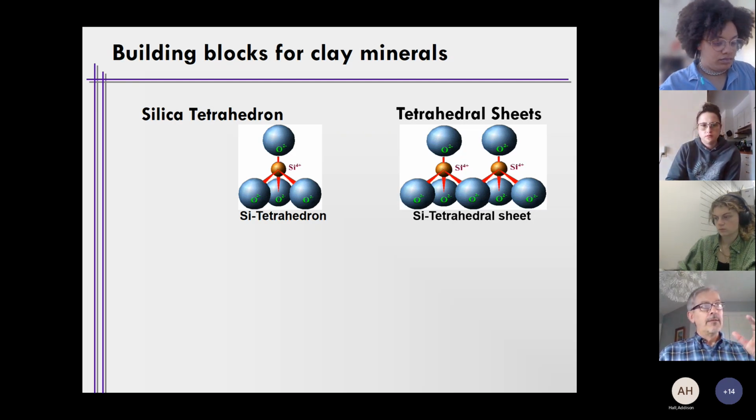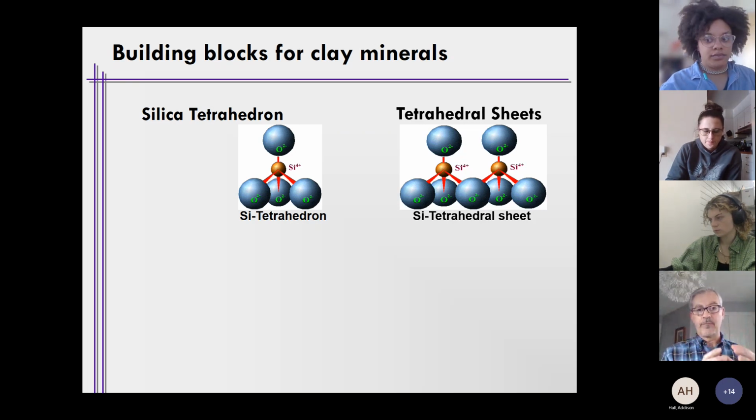It's so the atom itself isn't too big so the structure explodes, and it's not so small that the structure collapses in on itself. It fits just perfect, and it makes this tetrahedron.